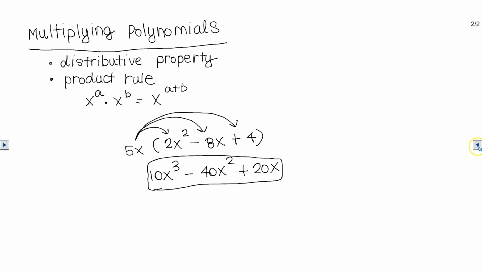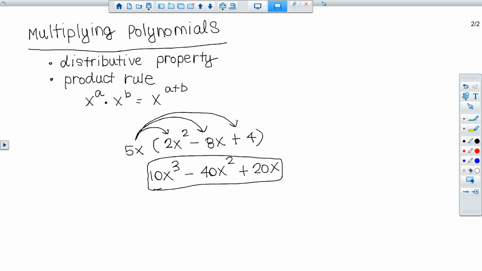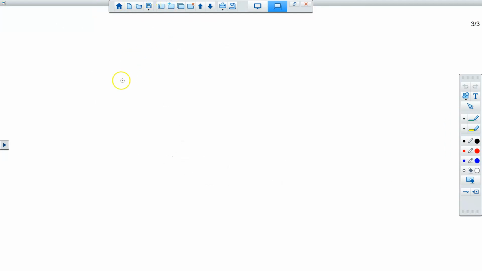All right, so now let's make the problem a little more complicated. All right, for this next example, we are going to do x plus 4 times x plus 3. So again here, let's take a look at this multiplication problem for a moment. We have x plus 4, which is a binomial consisting of two terms, being multiplied by x plus 3, which again is a binomial consisting of two terms.